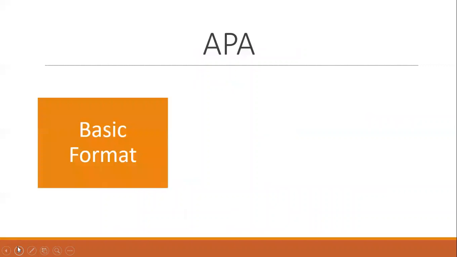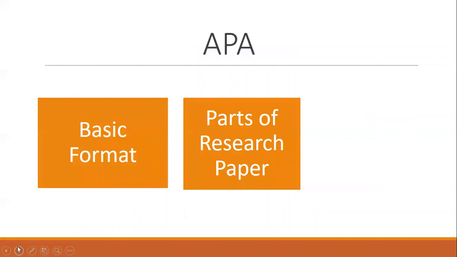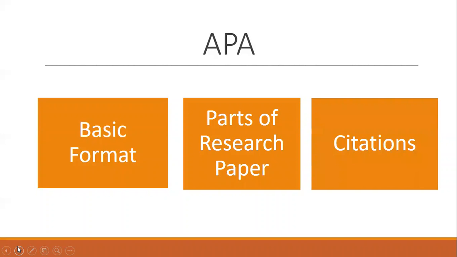Today, we went over the basic format for APA, the typical parts of an APA research paper for scientific writing, and how to cite sources in APA. Hopefully, this gave you a helpful overview, and now you can begin the process of writing your paper.